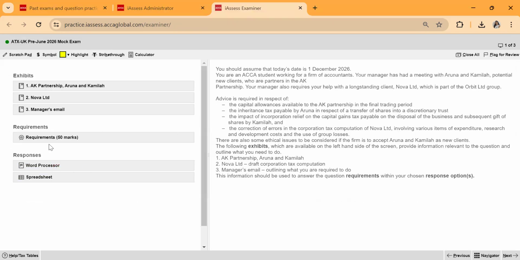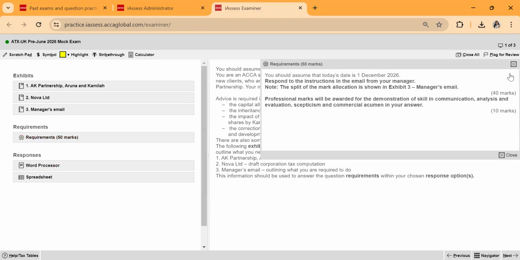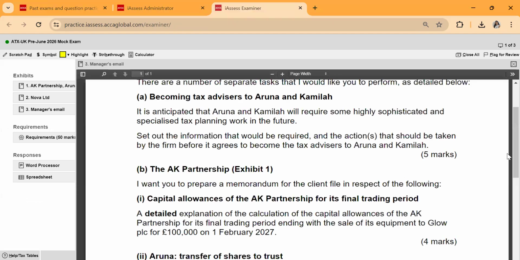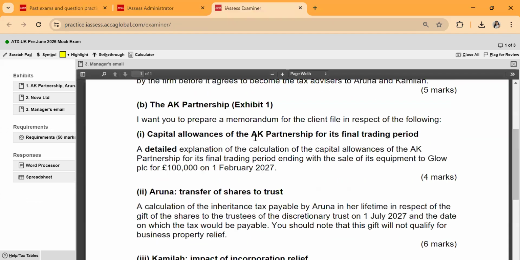So I've done the first one. Let's see the next one. The next question is a 4 marks question. Now you'll go to exhibit 1, and prepare a memorandum for the client file in respect of the capital allowances of the AK partnership for its final trading period. Please remember, when it's a final trading period, no allowances are allowable except for a balancing allowance and a balancing charge. Correct? You should have that in your mind.